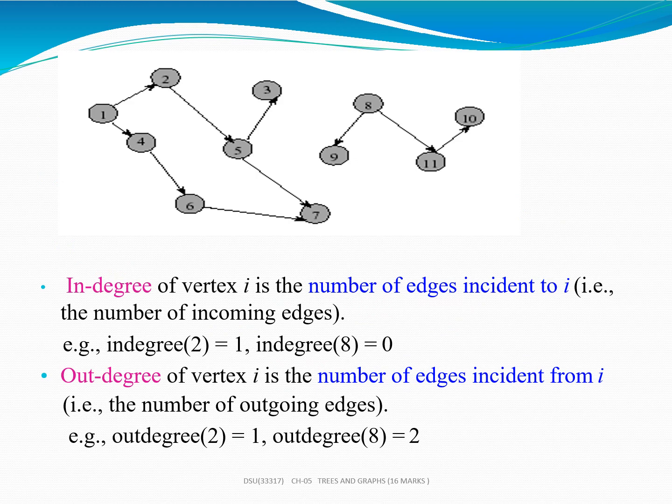In-degree: for vertex i, the number of edges incident to i, that is, the number of incoming edges. The in-degree of 2 is 1. The in-degree of 8 is 0, because these are outgoing edges, not incoming edges. Then the out-degree of vertex i is the number of edges incident from i, that is, the number of outgoing edges. The out-degree of 2 is 1 and the out-degree of 8 is 2.